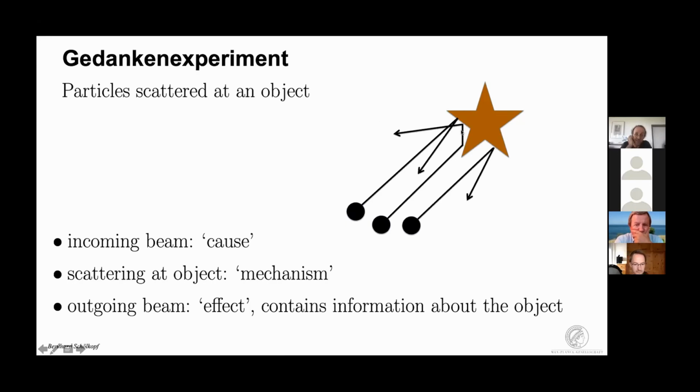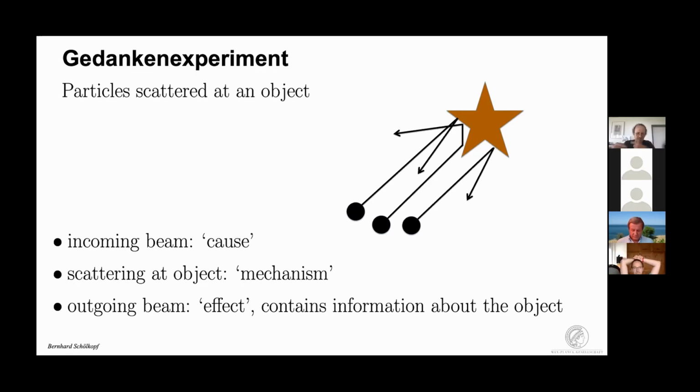And this outgoing beam obviously contains information about the object, because that's how photography works. Right? The photons that we photograph contain information about the objects. So why is it true that the outgoing beam contains information about the object and the ingoing one not?